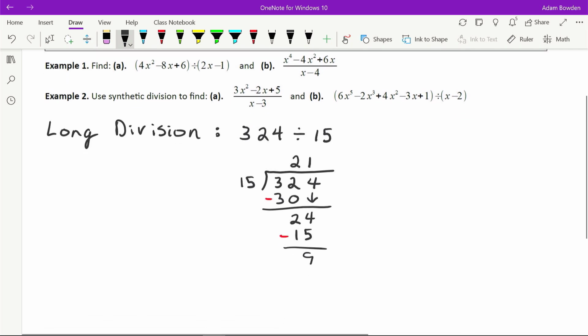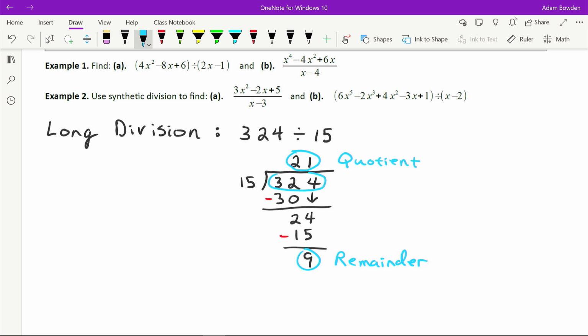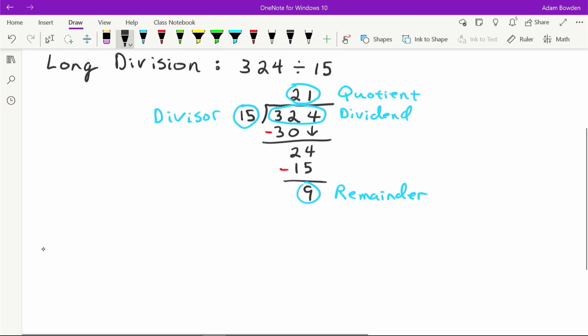9 is what we refer to as the remainder from our division process. Other components: on the top here, the 21 is referred to as the quotient. The 324 is called the dividend, and the 15, the number we divide by, is called the divisor. So we're going to do the same type of stuff that we just did here with numbers, but with polynomials. So here's what it's going to look like with polynomial division.